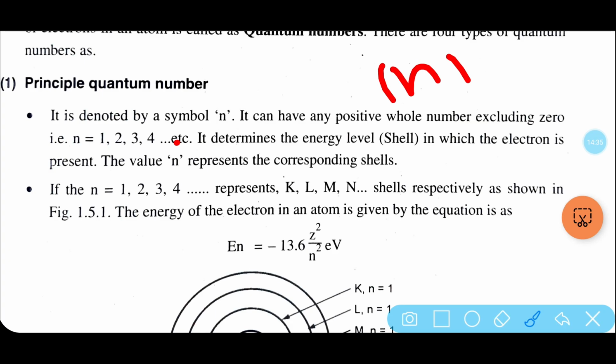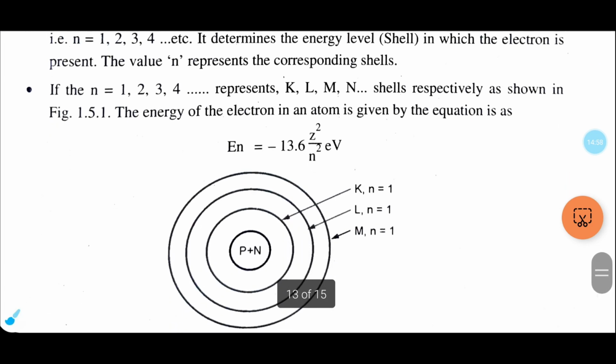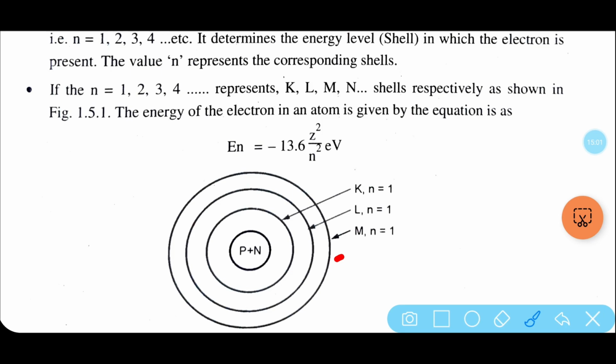The principal quantum number determines the energy level of the shell in which the electron is present, and the value of n represents the corresponding shell. If n is equal to 1, 2, 3, 4, it represents the K, L, M, N shells respectively, as shown in the figure below. These are the different shells: n equal to 1 is the K shell, n equal to 2 the L shell, then the M shell. It relates to the energy level. It gives information about the energy of that particular orbital.